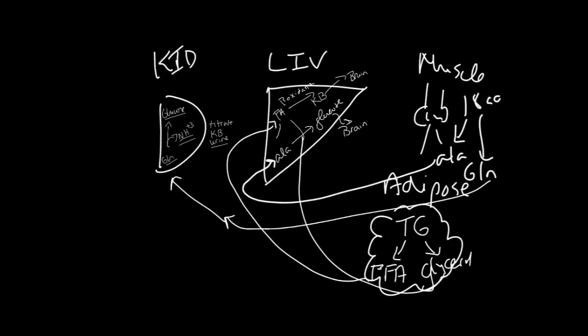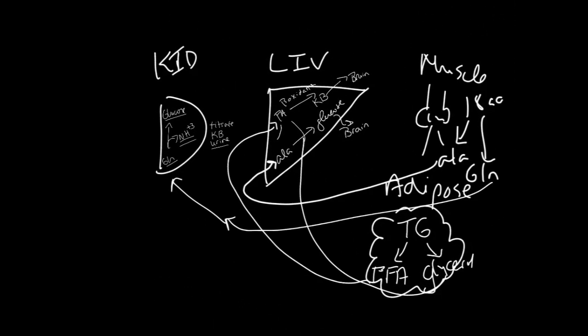So in summary then, the big picture is, other tissues contribute to the synthesis of glucose. Your muscle gives you amino acids, and the amino acid alanine goes to glucose in the liver, glutamine goes to glucose in the kidney. The adipose tissue contributes glycerol, which is used for gluconeogenesis. The free fatty acids are an important fuel that'll go to the liver to make ketone bodies.